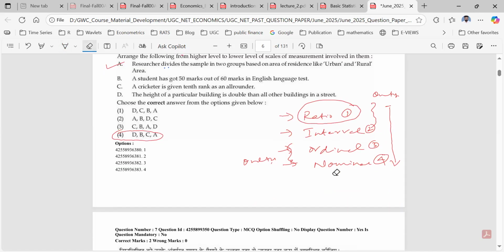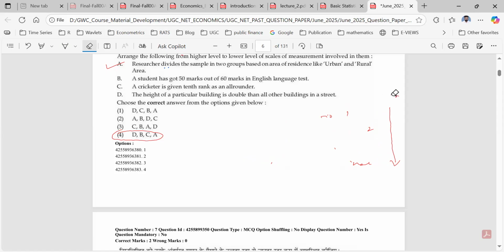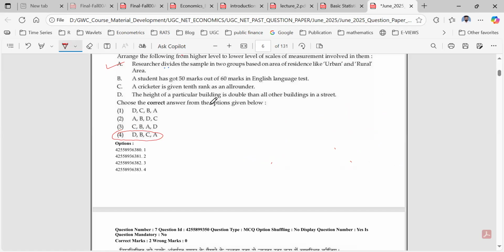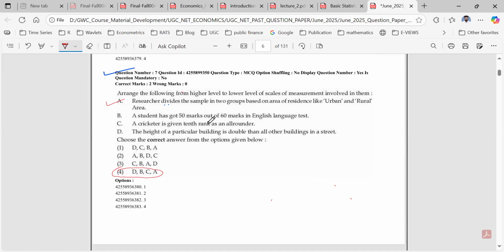So now just to remind you what we had discussed and how it is related, I will tell you quickly how you can attempt this question, so that we can remember what we had discussed yesterday. You already know the answer, but let me explain. You have to identify the scale of measurement for each one of these statements, then arrange them from highest to lowest level. The hierarchy of measurement scale I already gave you: ratio scale, interval scale, ordinal scale, nominal scale.